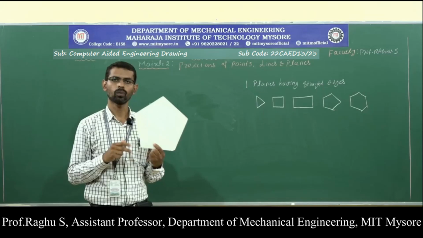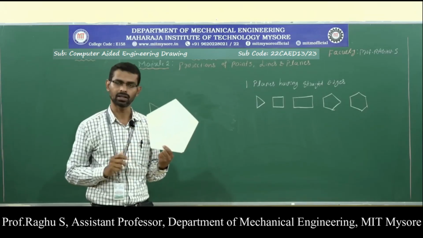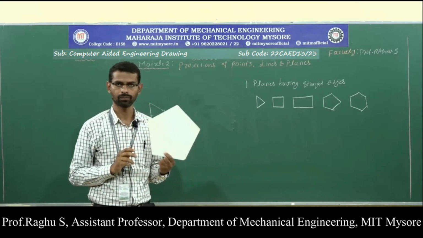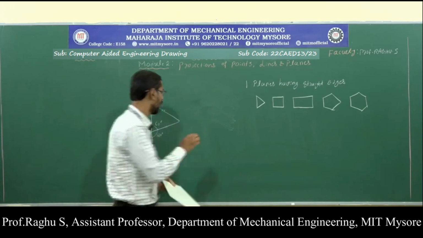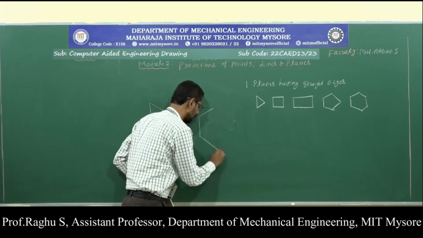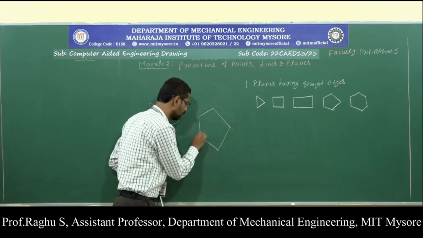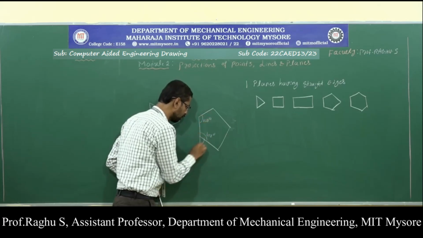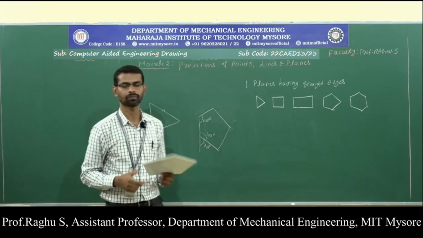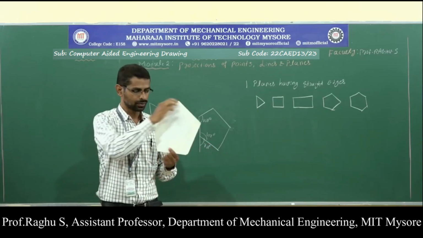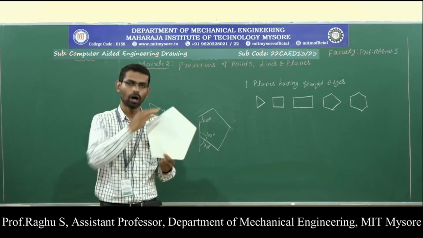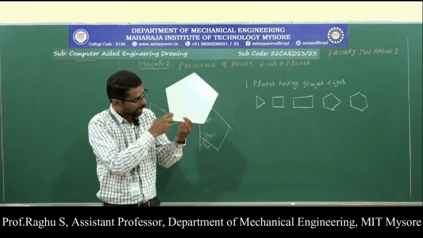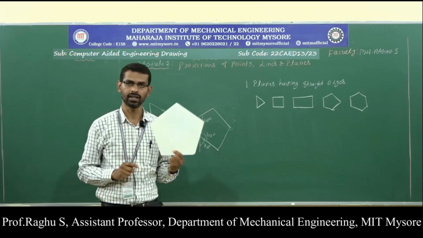Next one, pentagonal lamina. Pentagonal lamina consists of 5 sides and 5 angles. If all sides are equal, then it is called a regular pentagon. For a regular pentagonal lamina, all sides are equal. The interior angle is 108 degree and the exterior angle is 72 degree.